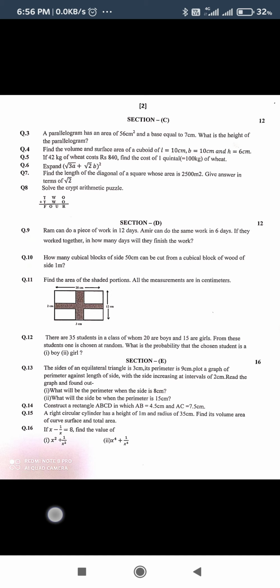Okay, so we have to draw the graph of the given information on the graph paper and we will find the answers from the graph. We have to ask the first and second part.